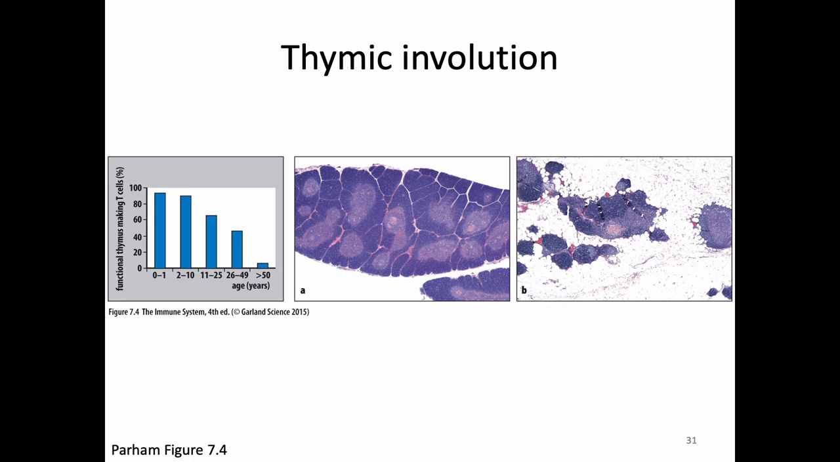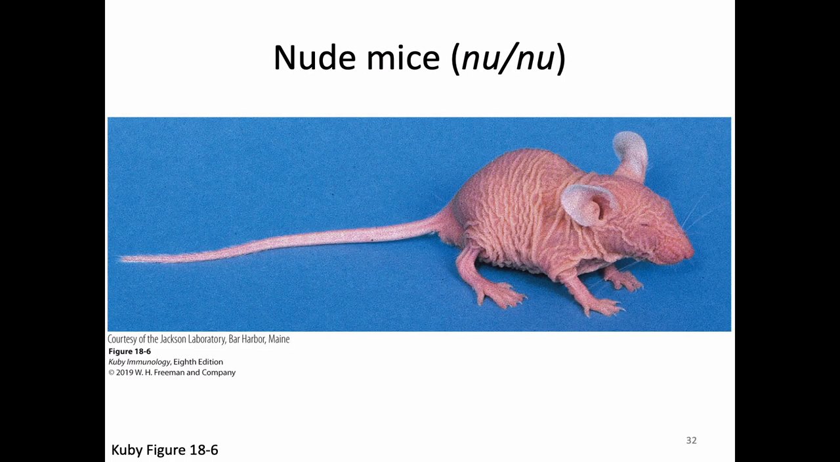The next slide is super fun. I'm gonna mention it to you, freak you out, and then we'll actually get into the details of it next time. Which is just that there are mice that have a genetic defect, so they don't have a thymus. These are called nude mice. They also don't have hair. I can talk about why that is next time.